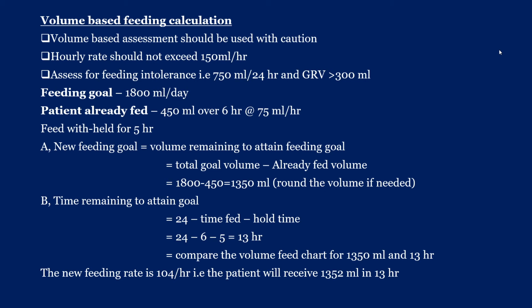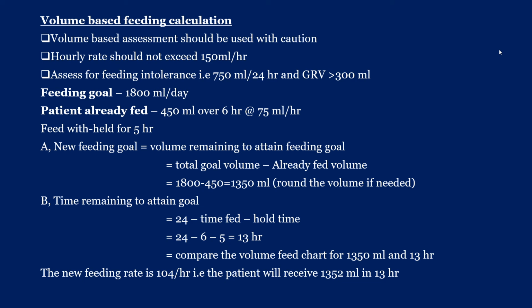The hourly rate should not be more than 150 ml per hour. Nurses will assess intolerance such as abdominal cramps, diarrhea, and vomiting every 24 hours. Also, the gastric residual volume should not be higher than 300 ml. Calculate the feeding goal for 24 hours.